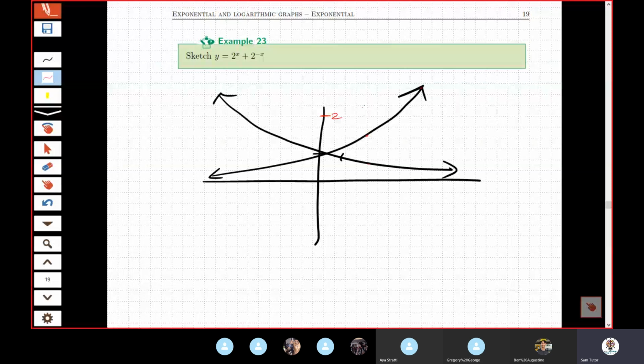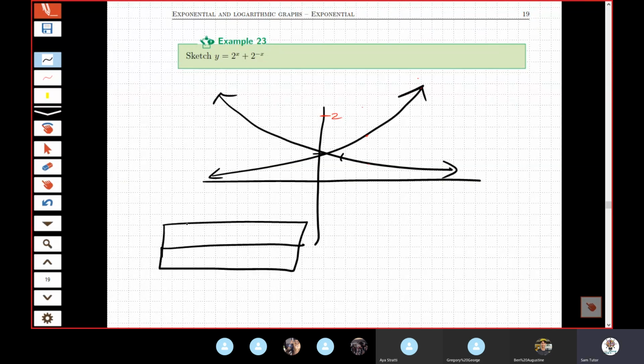So if you want to make sure to get it very, very accurate, you can sub in numbers at all times. So I subbed in 0, 2 to the power of 0 plus 2 to the power of negative 0. It will give you 2 because that's 1 plus 1. Let's sub in 1. So when x equals, well, we'll just do a table of values. It'll be easy.